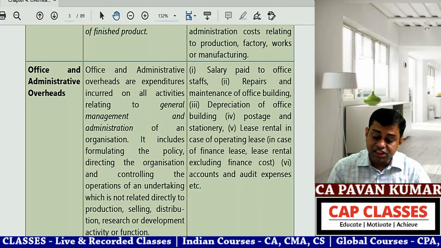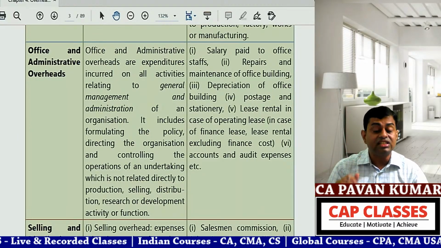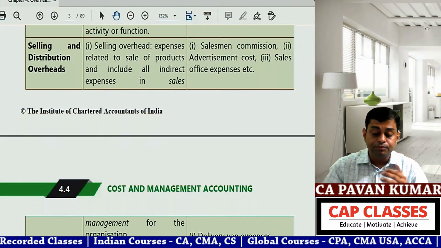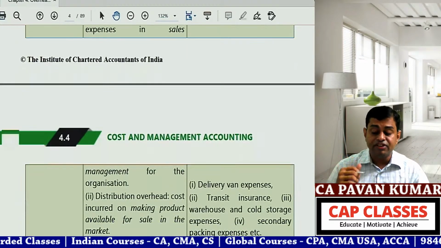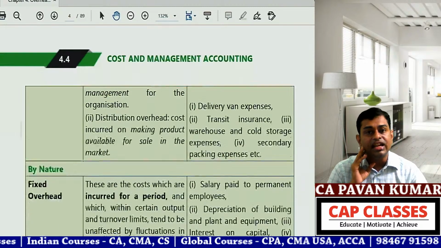Then postage and stationery, lease rentals, accounting expenses, auditing expenses, etc. All these are administrative overheads. What are selling and distribution overheads? Salesman commission, advertisement, sales office, delivery van expenses, transit insurance. All these things are selling expenses.